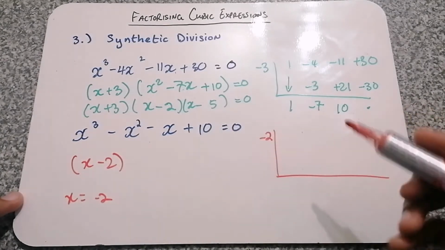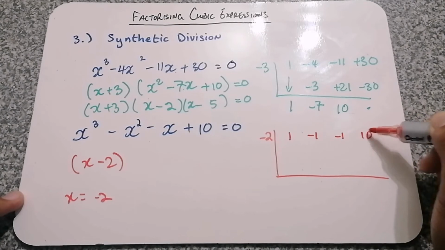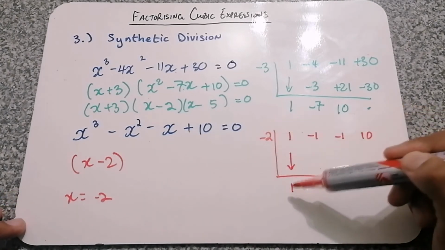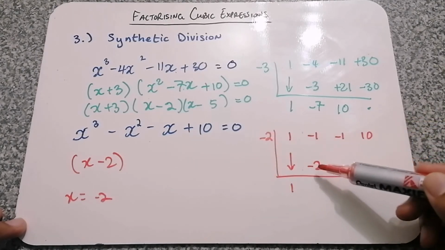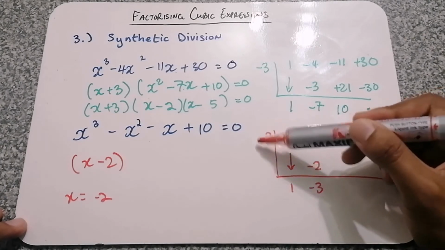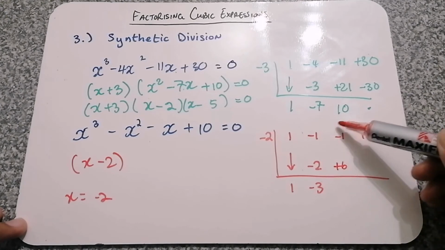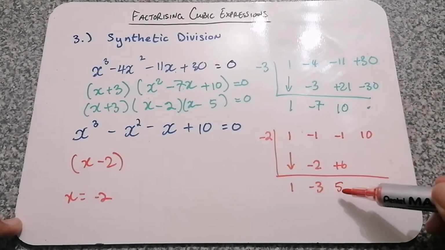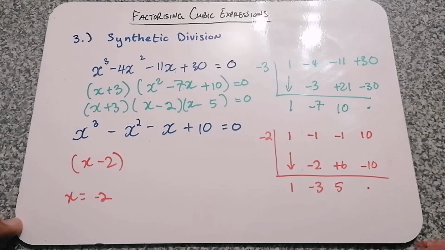Then I write the coefficients of these terms: 1, -1, -1 again, and 10. Okay, we bring this 1 down. Then we multiply. -2 times 1 is -2. -1 plus -2 gives us -3. -2 times -3 is 6. -1 plus 6 is 5. -2 times 5 is -10. 10 minus 10 is 0. So again, we end up with 0.